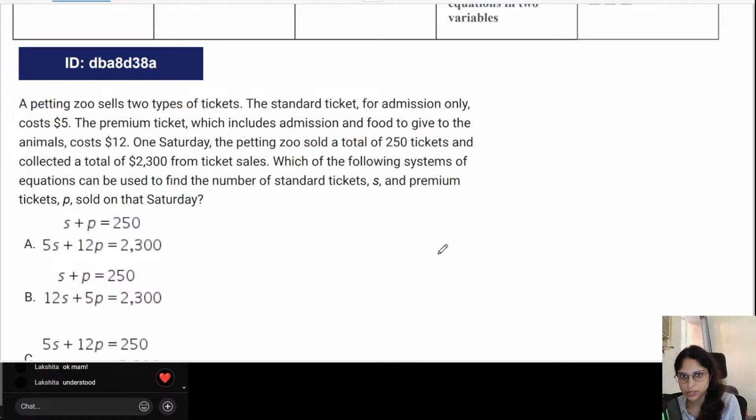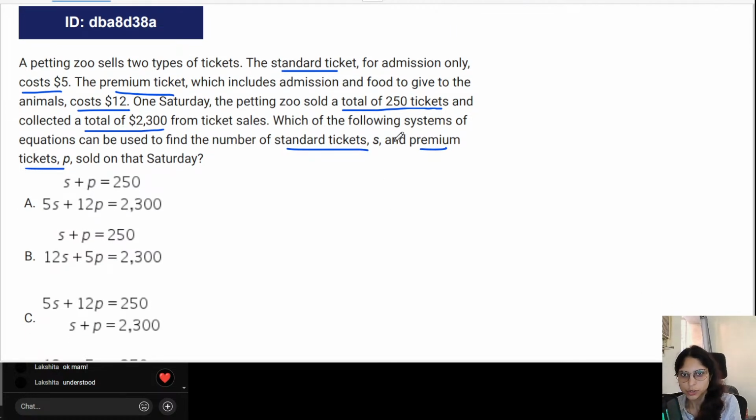Again, you have to write the equations, following system of equations. Standard tickets is S, premium tickets is P. The standard ticket for admission only cost $5. Premium ticket, which includes admission and food, is $12. So in premium, you're getting admission and food. One Saturday, the petting zoo sold a total of 250 tickets and collected a total of $2,300 from ticket sales. So how many tickets are there? Number of tickets is S and P. So S plus P is going to be 250.